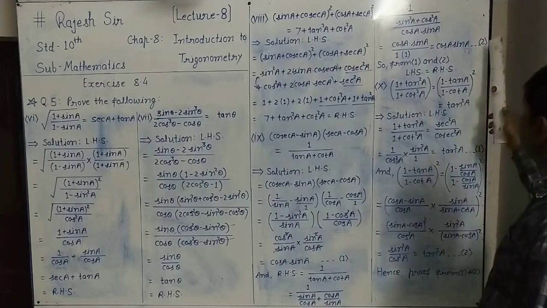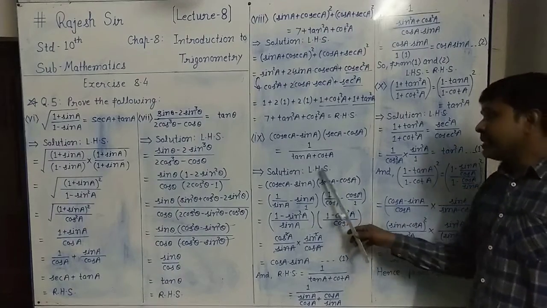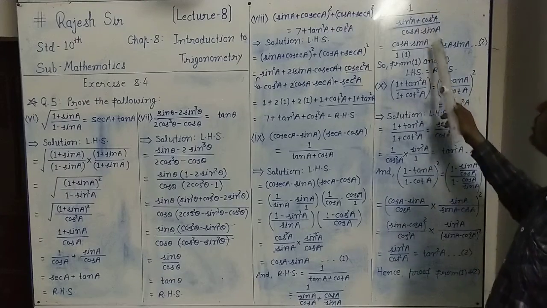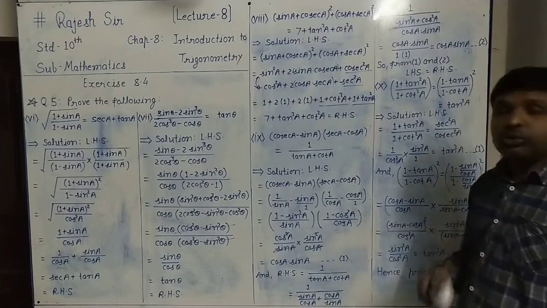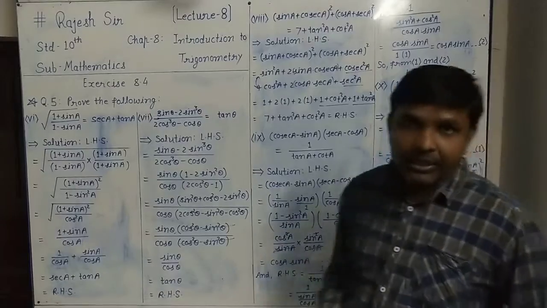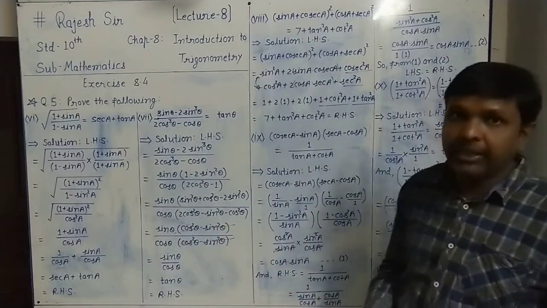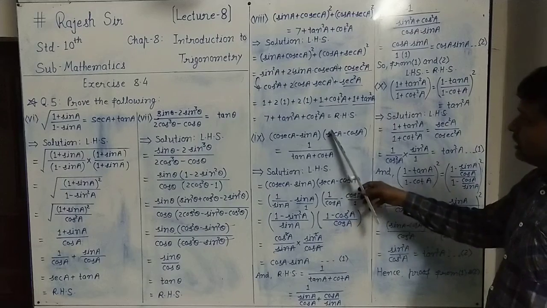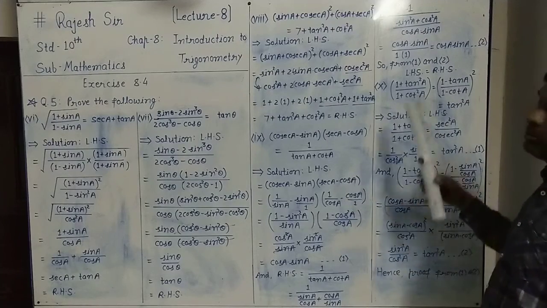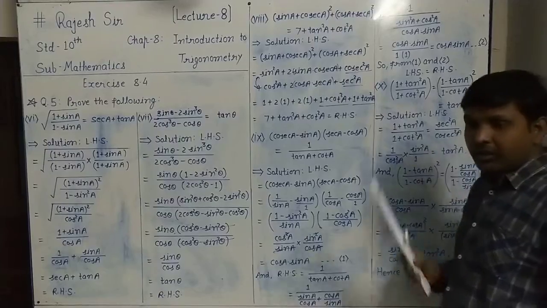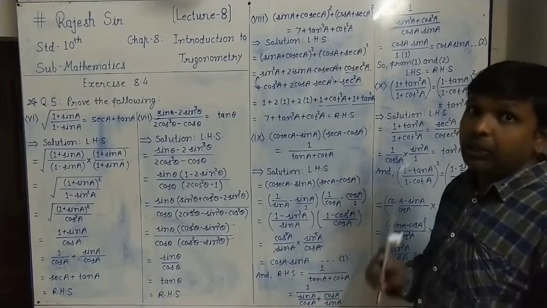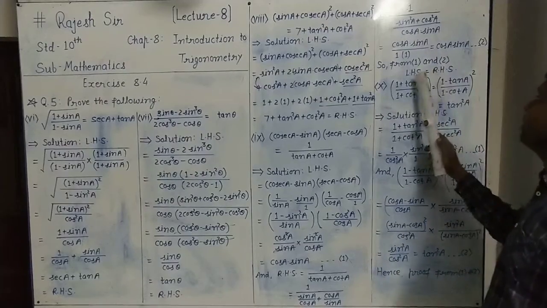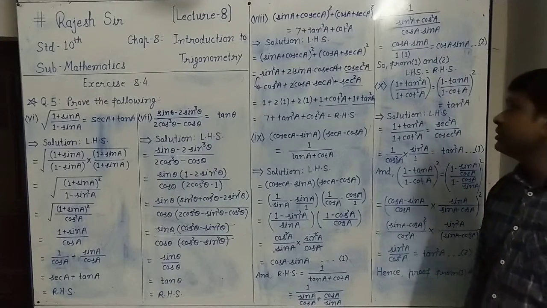The right hand side simplification is also cos A into sin A. Both left side and right side give the simplification as cos A into sin A, the same simplification. So from result 1 and 2 we can say that left hand side is equal to right hand side because both simplifications are equal. You can see from result 1 and 2. So from 1 and 2, left side is equal to right side.